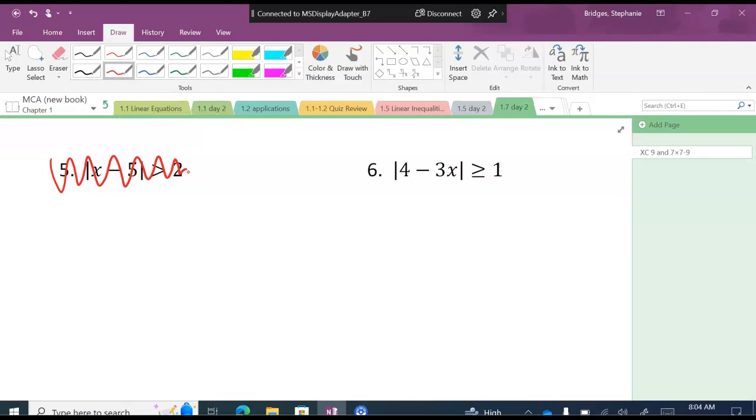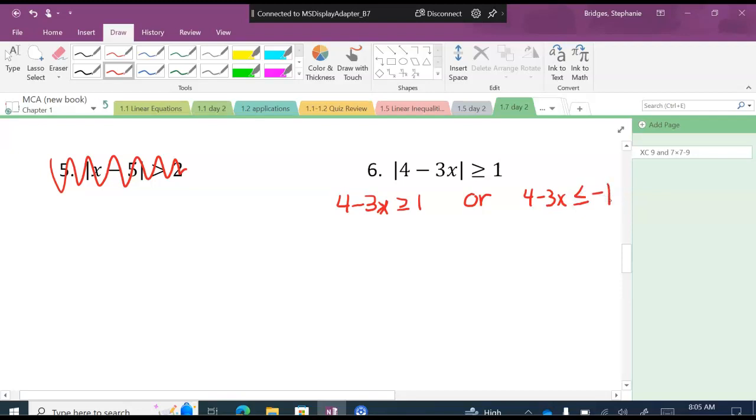Is my absolute value all by itself? Yes, it's on the left side. Greater than or less than? Greater than, so it's going to be 4. Do not change the order of the 4 minus 3x. If you do that, you're changing the whole value of the number. The second one's going to be 4 minus 3x is less than or equal to negative 1.